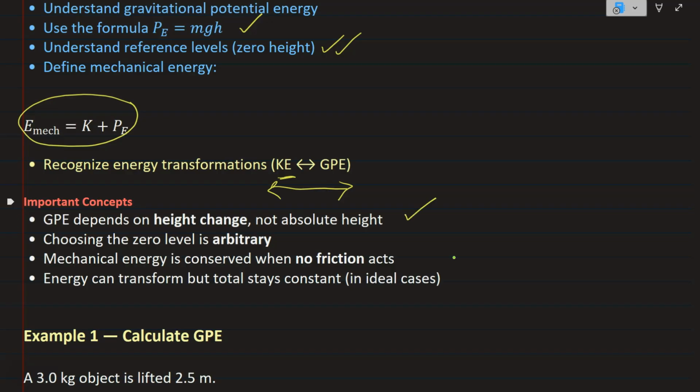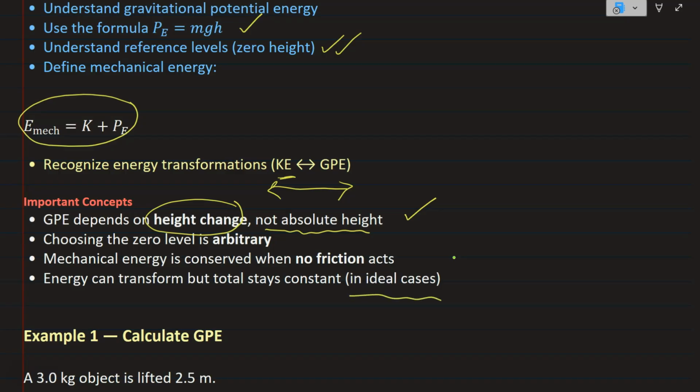Important concept that you have to remember: the GPE, gravitational potential energy, depends on height change, not absolute height. Okay, the height change is what matters. Choosing the zero level is arbitrary, so we need to define that. Mechanical energy is conserved with no friction acting on it. Okay, so when no friction is acting, mechanical energy is conserved, and energy can transform, but the total amount of energy will stay constant in ideal cases.